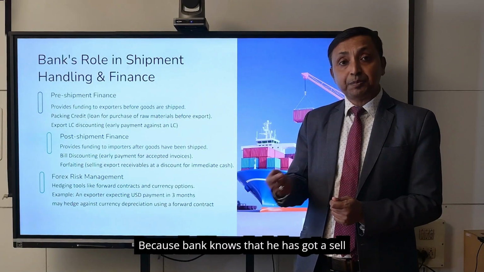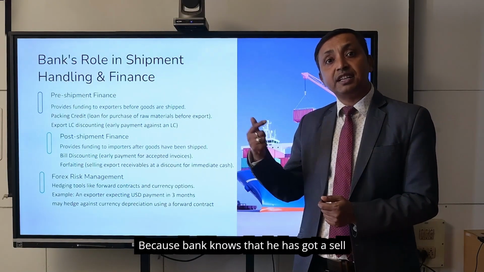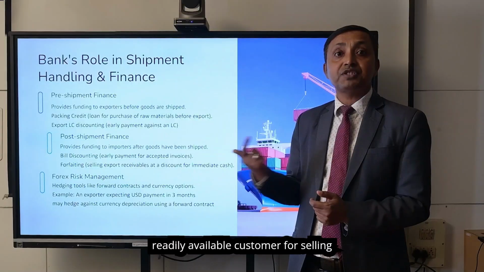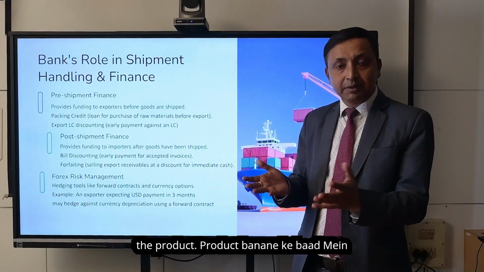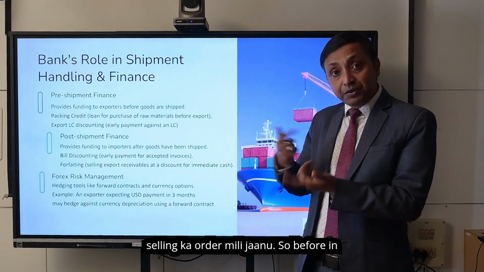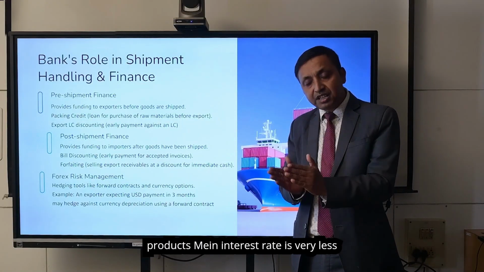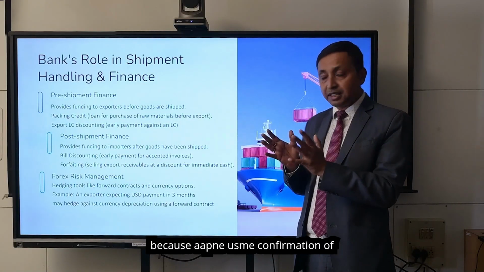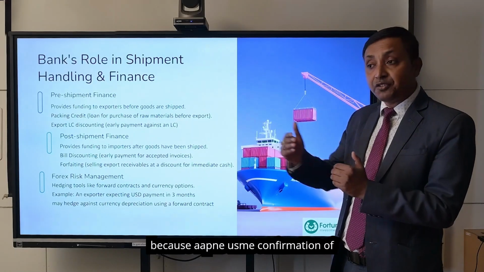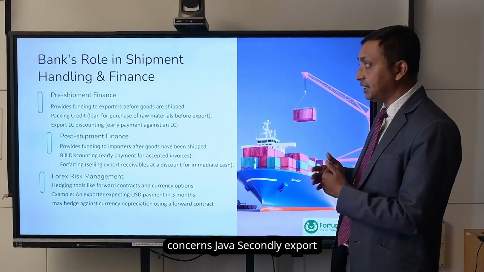Why? Because the bank knows that it has a readily available customer for selling the product. प्रोडक्ट बनाने के बाद में सेलिंग का ऑर्डर मिल गया उनको. So before in that condition आपको ये बोल सकते हैं, in that these are the products where interest rate is very less because confirmation of payment is there, ट्रांजेक्शन होने का चांसेस ज्यादा है.